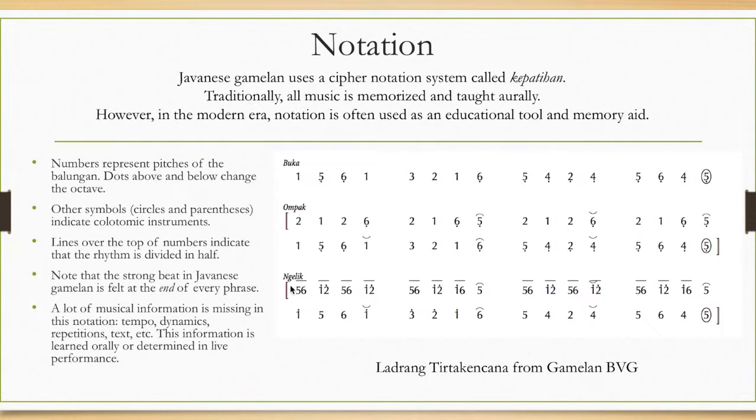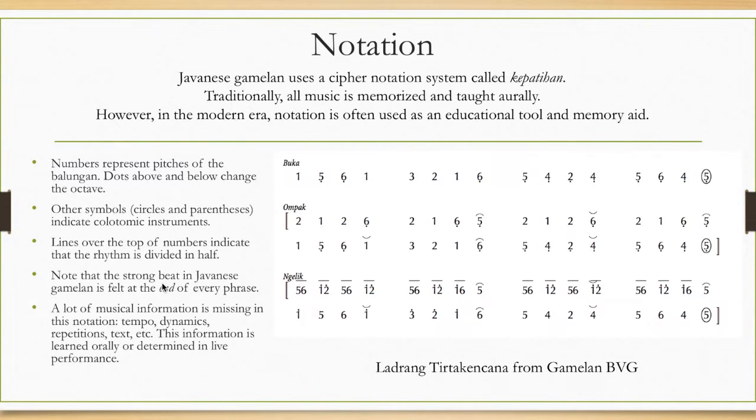If there is a line over the top of numbers, that's going to indicate that the rhythm for those pitches is divided in half. So for those of you who have played other kinds of music, if there is no line, we can think of this as a quarter note. 1, 2, 3, 4. 1, 2, 3, 4, like that. And when we have this line over the top, that means this is going to be divided in half. So da da da da da da da da, like so.